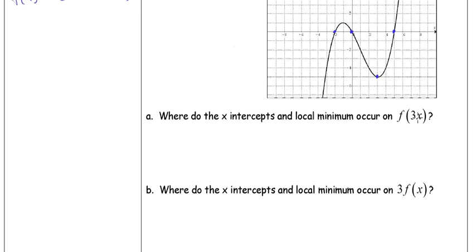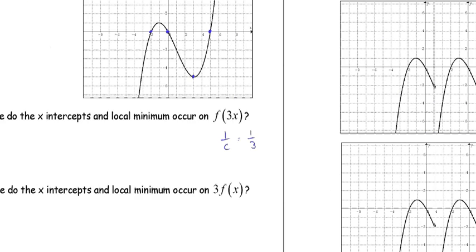That's going to affect, remember, your shrinking horizontally. This is going to shrink it by 1 over c, so 1/3. Everything that happened at 3 now will happen at 1. Everything that happened at 6 now happens at 2, and you've got fractions there as well. What's happening at 5 now will happen at 5/3. It's all being compressed.